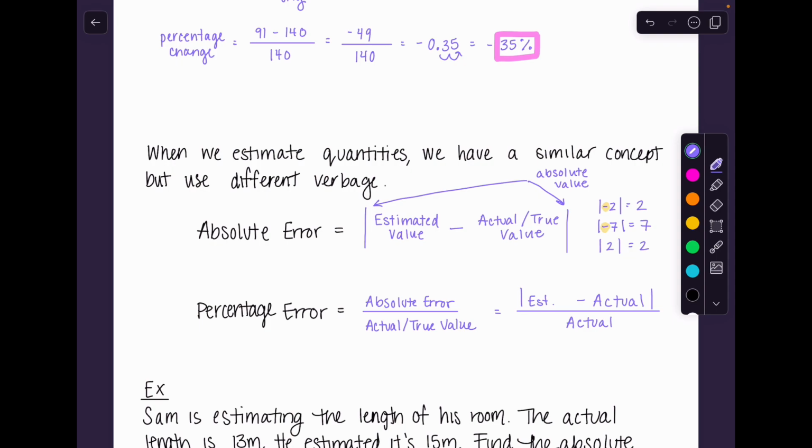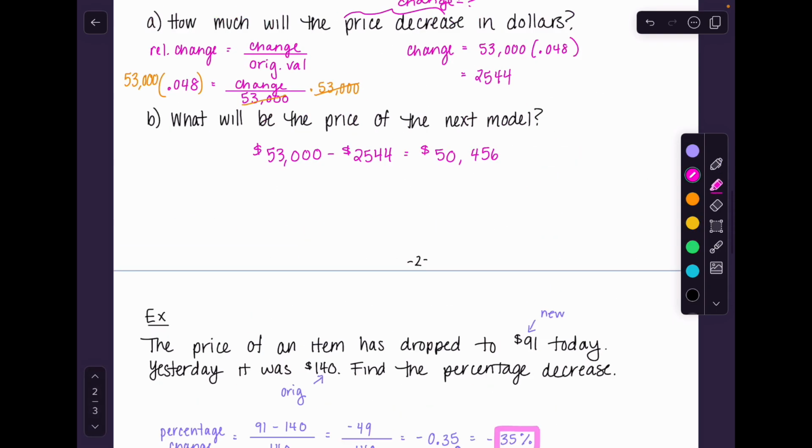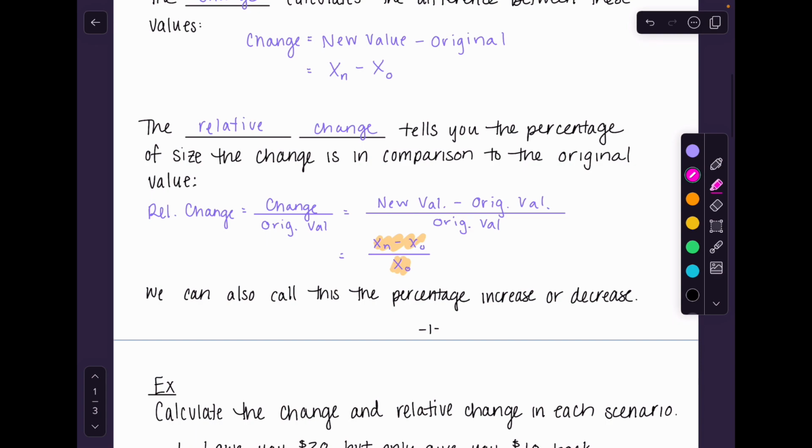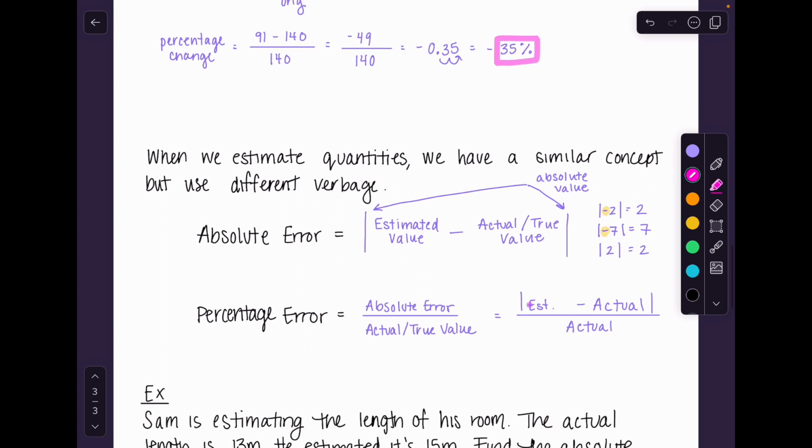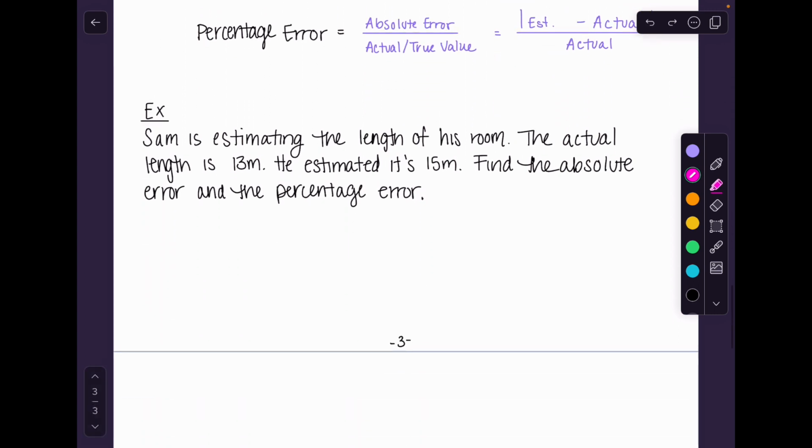So it is very similar to our relative change: new minus original over original. Here, it's estimated minus actual over actual. Okay. So a very similar formula.